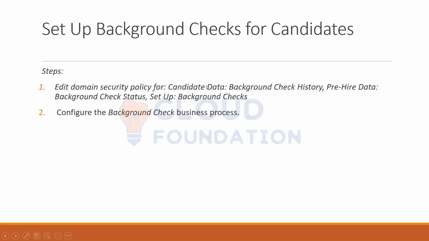Okay, so these three are the domains where the security group should be attached. First one is background check history: who will be able to see the history of a particular candidate. Then pre-hire data background check status: for the background check done for pre-hires, who will be able to see the status for those. So through this domain, it will give the security group that access.